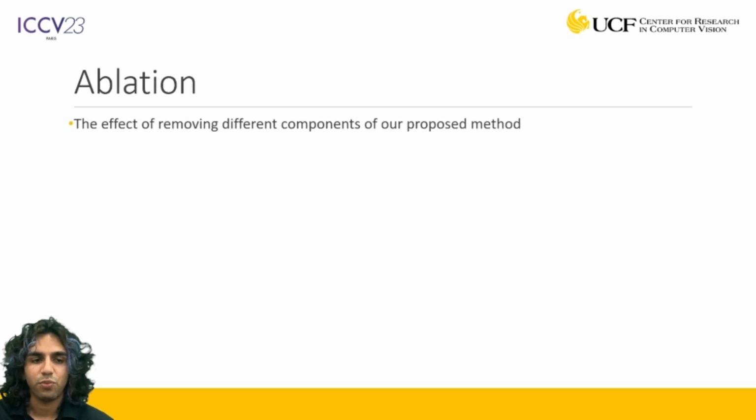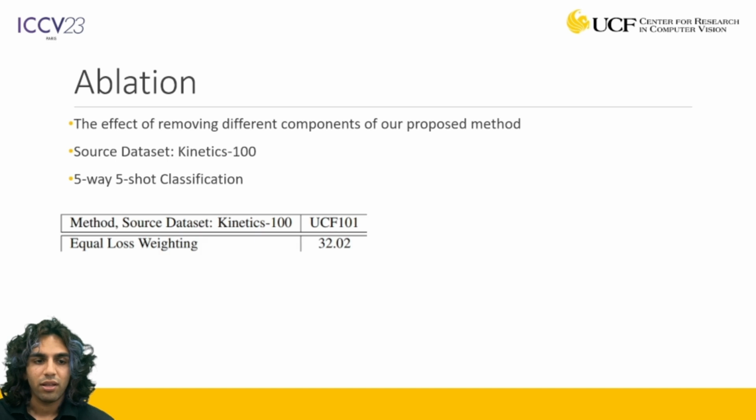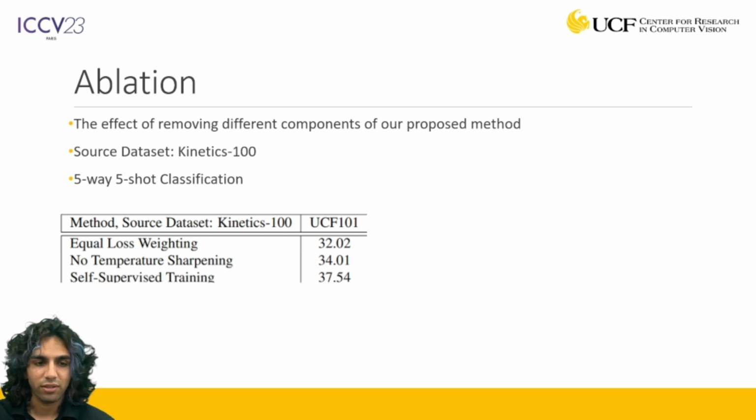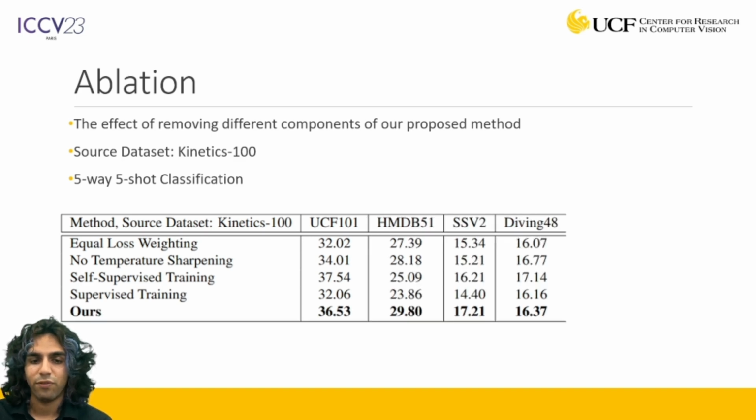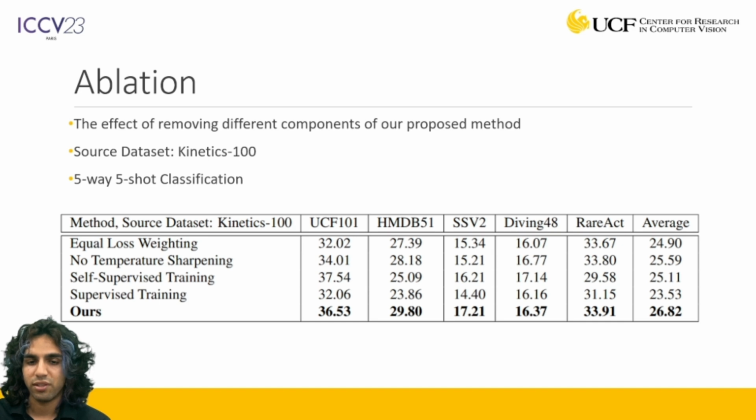For our ablations, we look at the effect of removing different components of our proposed model using Kinetics 100 as our source dataset. Here, we use equal loss weighting to show what happens when we keep lambda as 1 throughout the experiment. We have no temperature sharpening, where we use the teacher logits directly as pseudo-labels for the student. And we also have self-supervised training and supervised training as 2 benchmarks where we just go straight from pre-training to few-shot adaptation with no curriculum learning at all. And we can see across all of our datasets how much each of these components contributes to our final result.